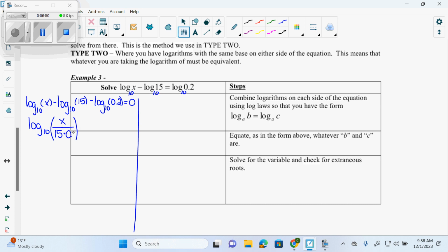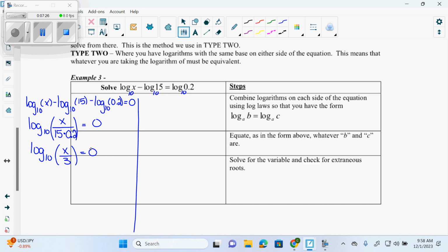Now the reason why the 15 and the 0.2 are in the denominator is because the log of 15 has a -1 in front, and the log of 0.2 has a -1 in front. And when they have -1s in front, they go to the denominator and get multiplied. Positive 1 in front, they go to the numerator. Remember with our log laws. And it's going to equal 0. Then I get log base 10 of x over 3 equals 0. Because 15 times 0.2 is 3. It's 15 times 1/5.